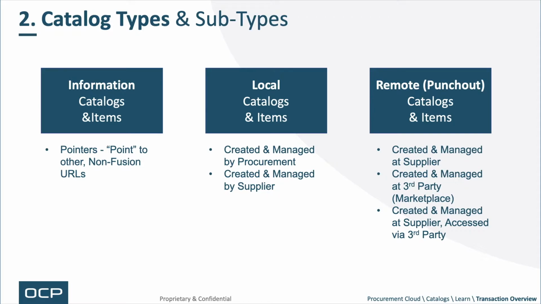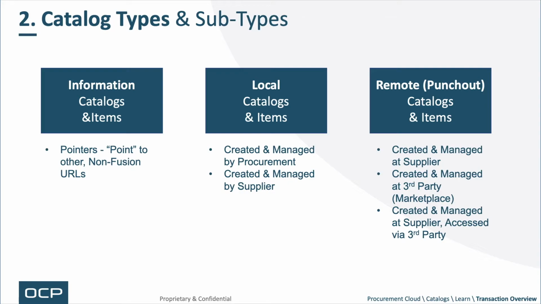Next up, catalog types and subtypes. So from a pure catalog standpoint, there's only 3 types, really. Information catalogs, which are pointers. Local catalogs and items, which are created and managed by either procurement, or in some cases, the agreement is opened up so the items can be managed by the supplier in self-service. And then lastly, remote, or what Fusion will call Punchout catalogs and items.